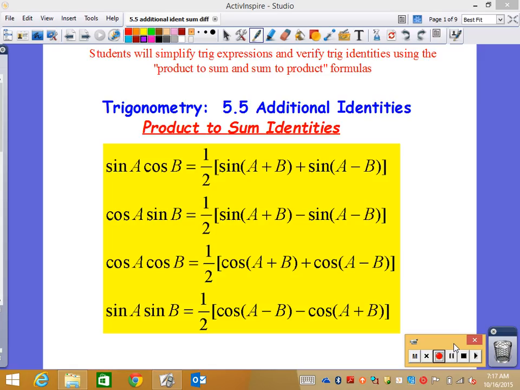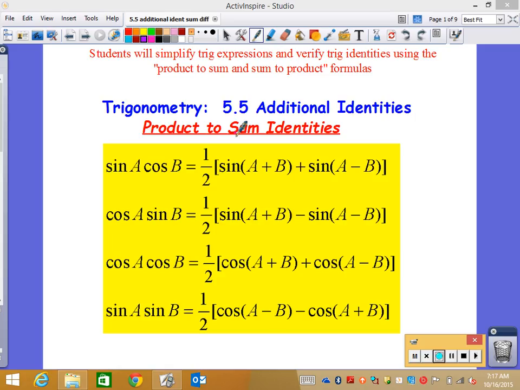Alright, today we're talking about the final section of Chapter 5, 5.5, which is titled Additional Identities, but we're really going to be focusing on two types of identities today. The first one is going from products to sums, or maybe a product to a difference. The other one is going backwards, going from a sum to a product, or a difference maybe to a product.